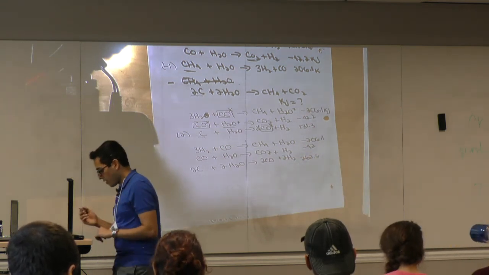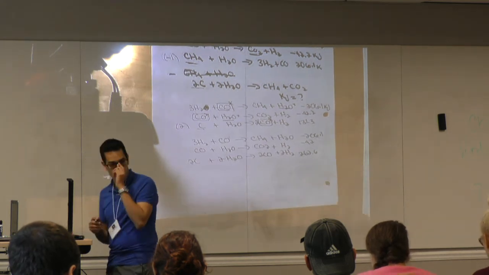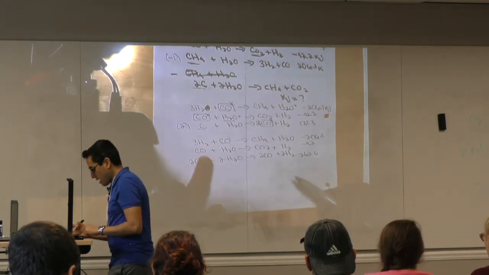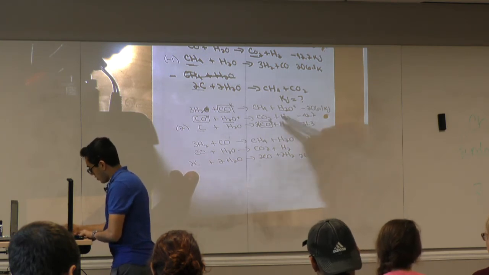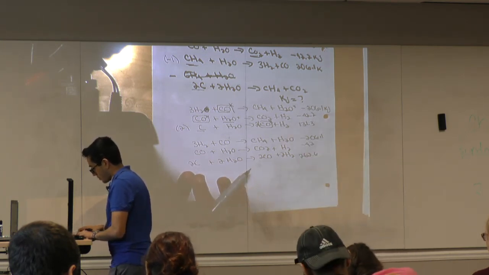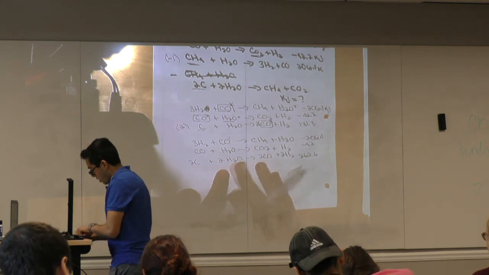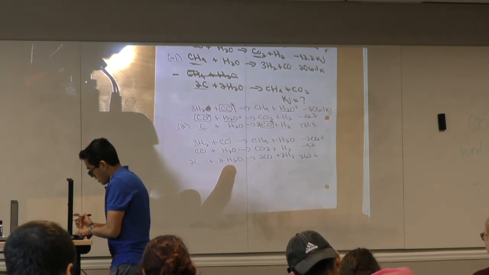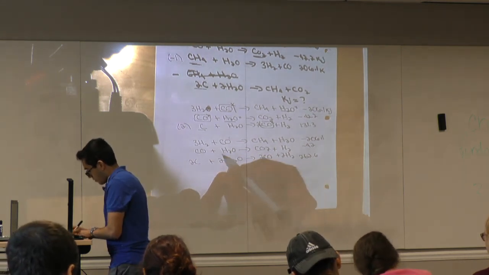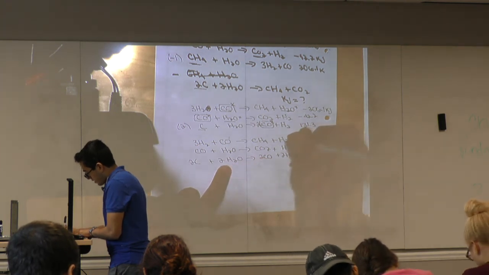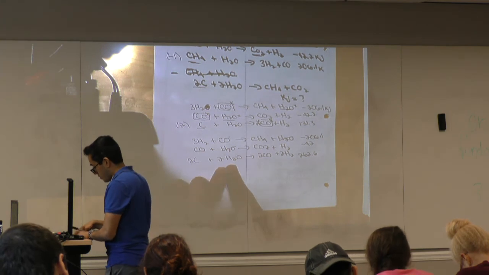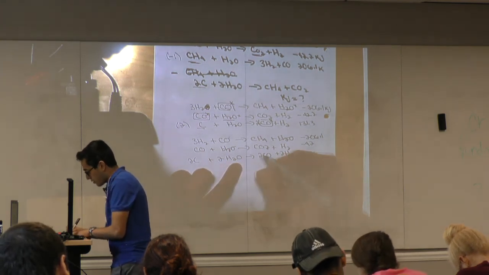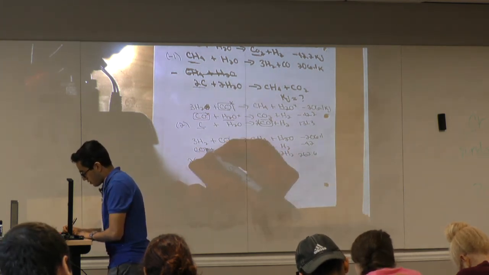Okay, and so now we're going to play the cross-out game again. So now we have 2C, no C's on this side, so 2C will stay. We have 2H2O, 3H2O, so we see that this H2O will cancel this H2O, leaving us with our 2C and our 2H2O. Then this 2CO will cancel these 2 COs.